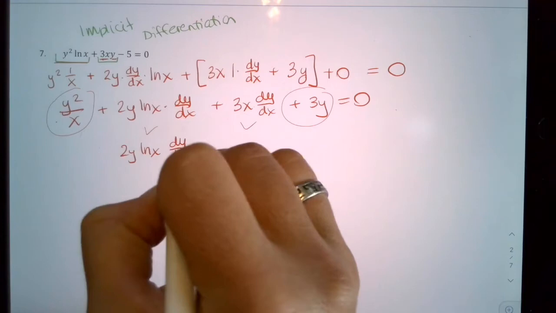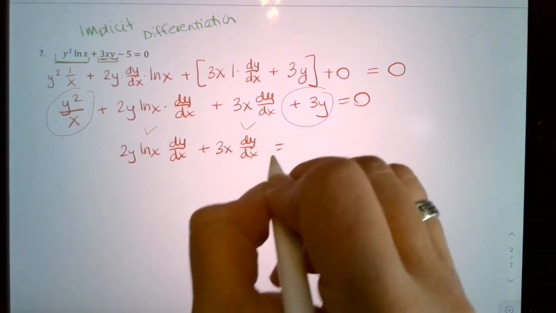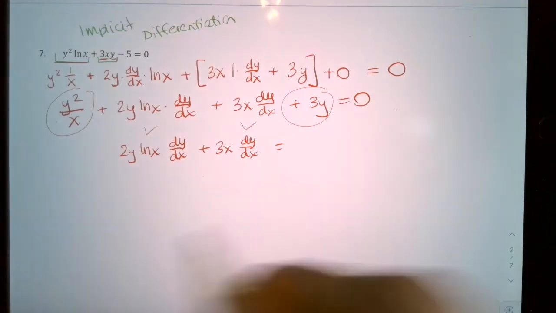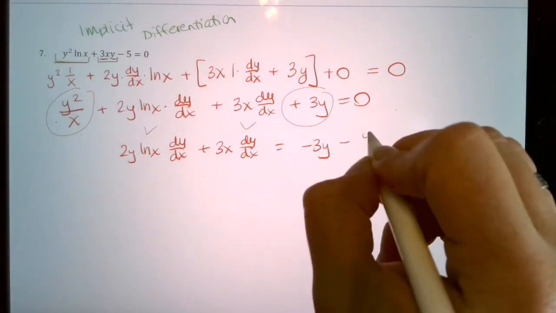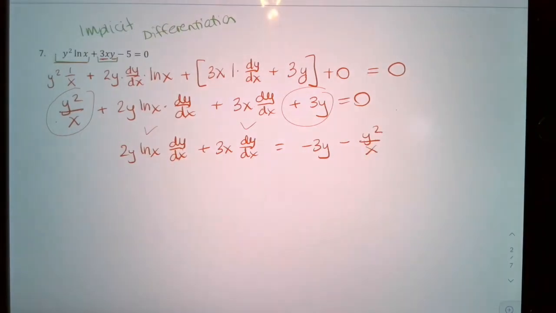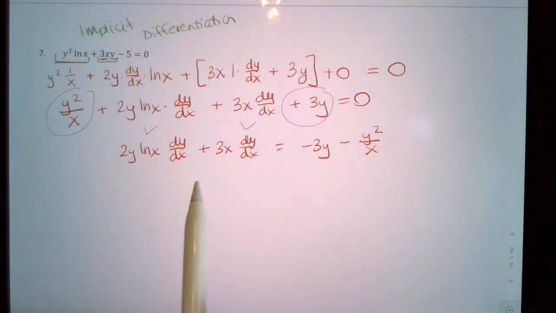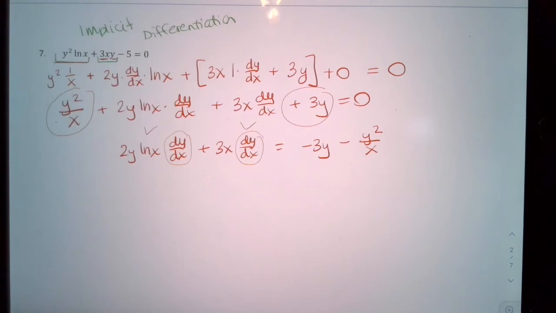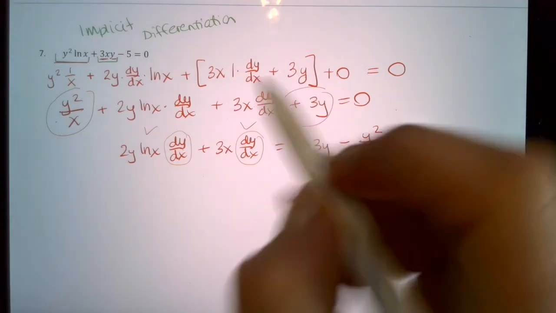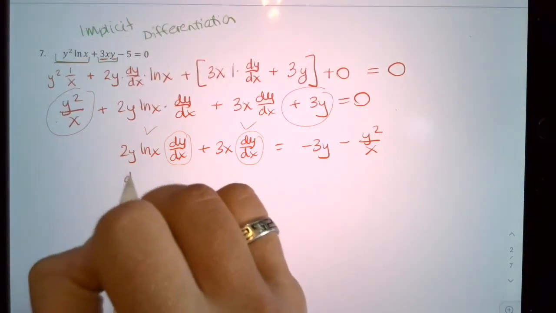These two terms with the dy dx are going to stay exactly where they are. But these other two terms are going to slide over. That means the 3y is negative. That means that y squared over x is also negative. And the point of doing that is so now I can look at this and say, oh, everything with a dy dx, guess what? That's now like a GCF. I'm factoring on the left-hand side. So let's go ahead and take that out, that common factor of a dy dx.